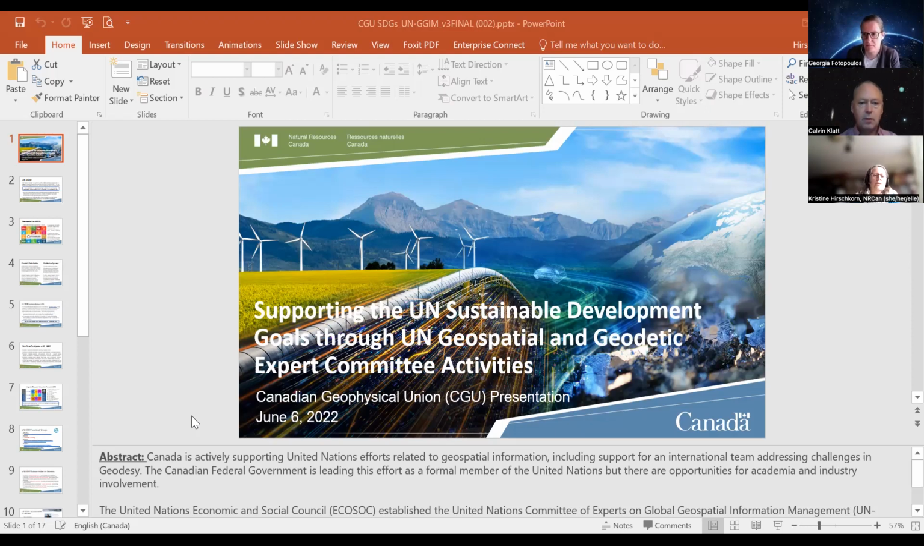So the presentation is about the United Nations Committee of Experts on Global Geospatial Information Management. It was established by the UN's Economic and Social Council in 2011. So we're coming into just over a decade of this work.